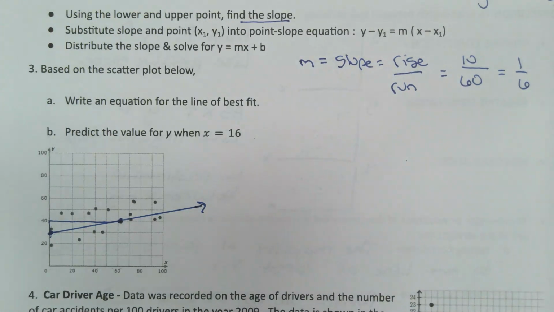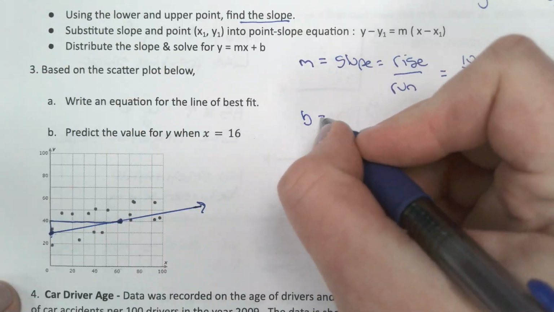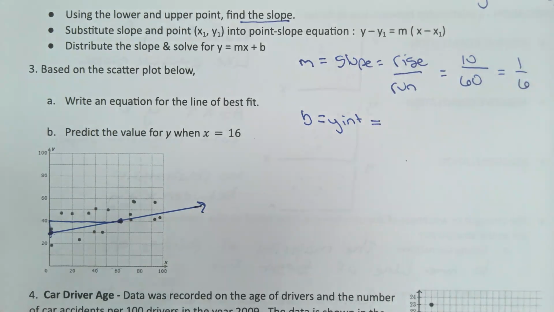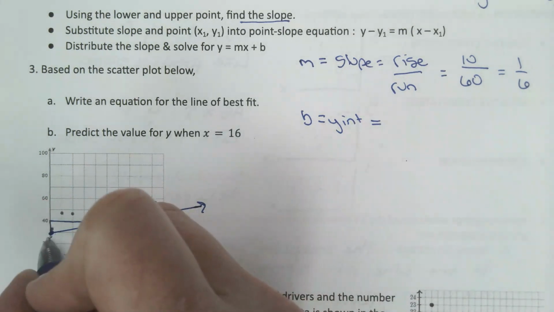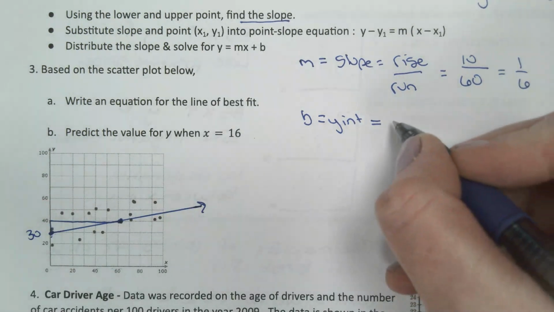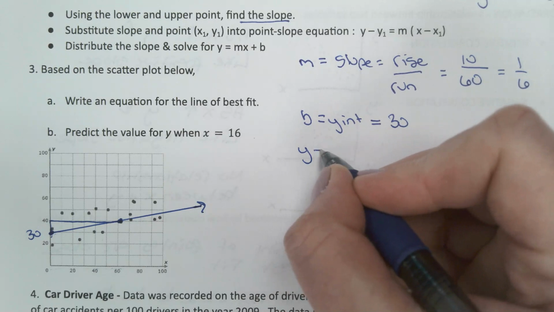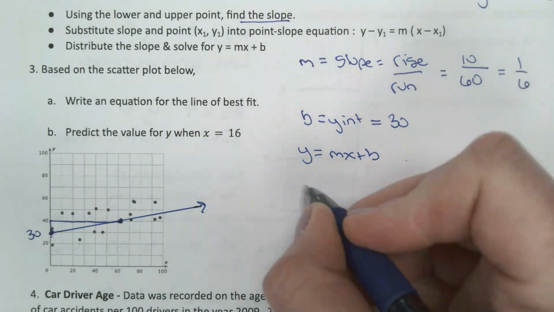And so the slope of my line is about 1/6. Well, you can do this if you want. If you can figure out your B or your y-intercept, that will make your life so much easier. So on this one, when I drew in my line, I made it start right here at the 30. So the equation of a line is y equals mx plus b. So now I know my slope and I know my y-intercept.